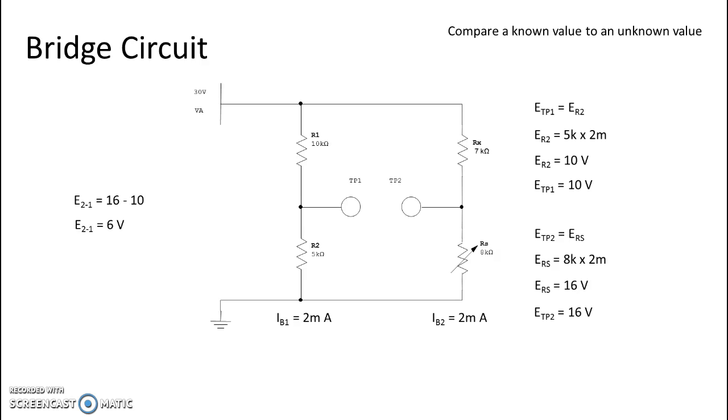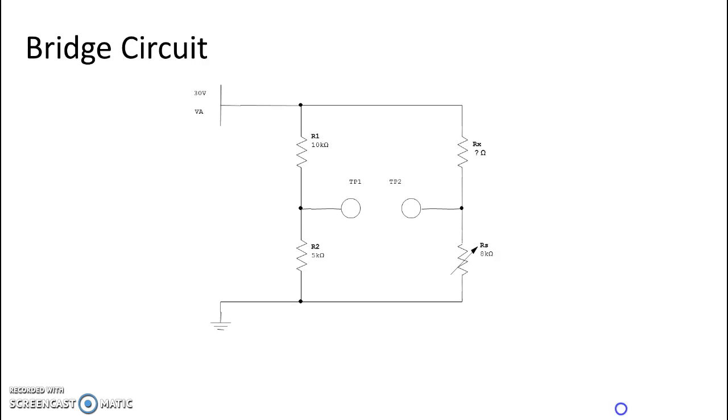and look at how to solve for an unknown in a balanced bridge circuit. Now, balanced simply means that the difference between test point 1 and test point 2 is 0. So if both test point 1 and test point 2 had the same voltage, then if I took one minus the other, I would get 0. And that's what we mean when we say balanced. All right, so solving for an unknown in a balanced bridge circuit.